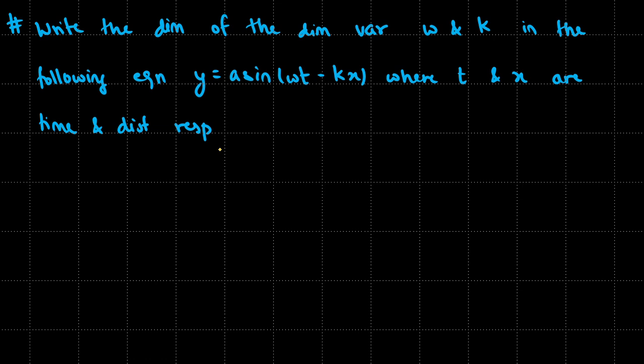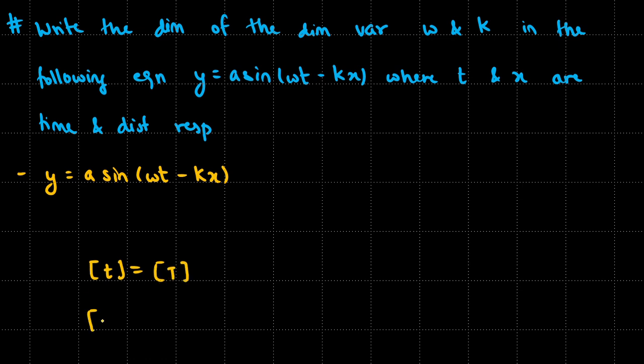So when doing this, first of all, let's write the equation which we are given, which is y equals a sine (omega t minus kx). So this is the equation that we require, and the dimension of the things that we were given, which is time, will be T, and the dimension of x, which is the distance, will be L, right?